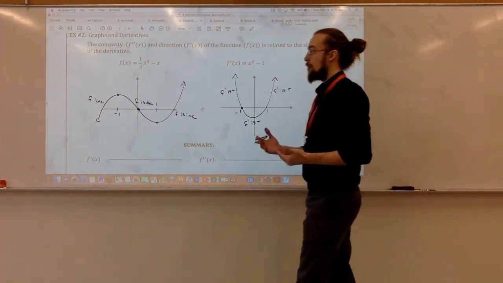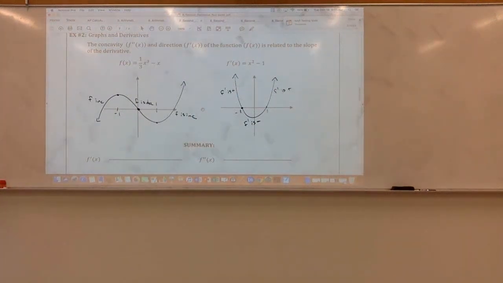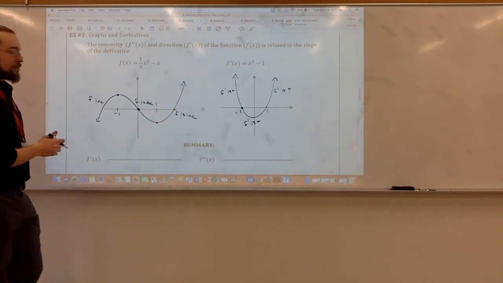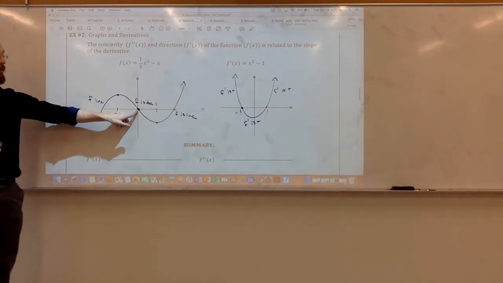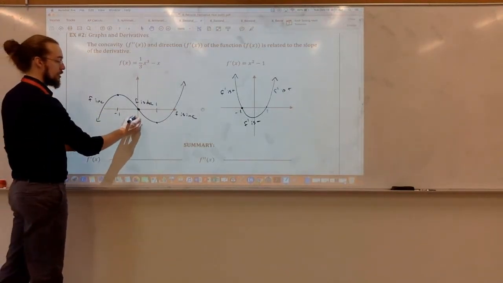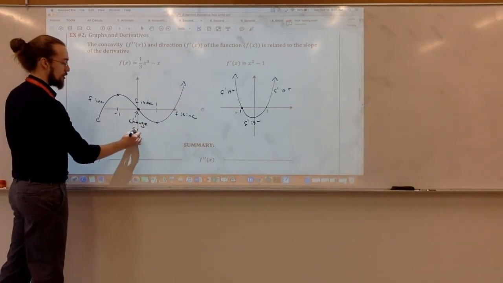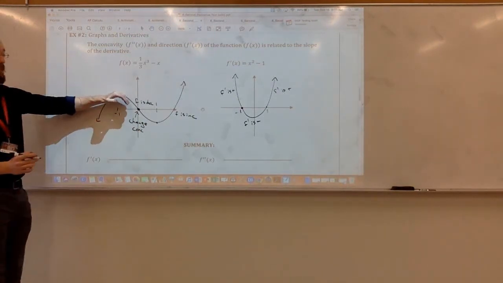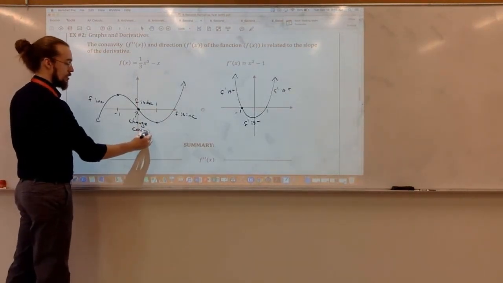Now, what if we throw in ideas with the second derivative, figuring out where the second derivative is equal to 0? The second derivative is equal to 0 where we change concavity in our original function. So here, I can see that I change concavity, from concave down to concave up, at that point.